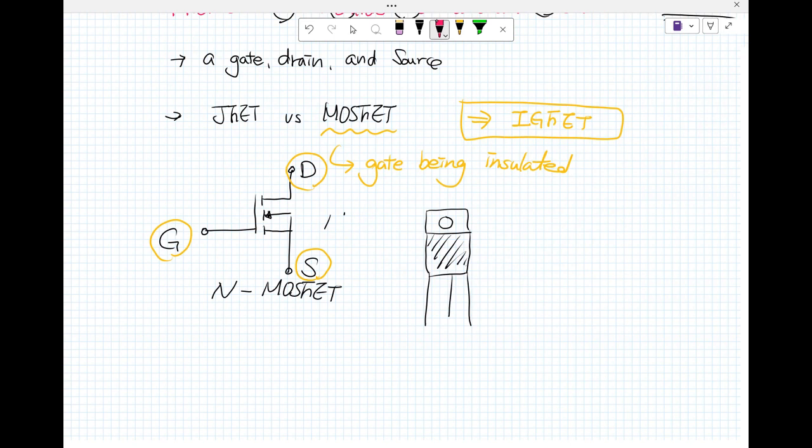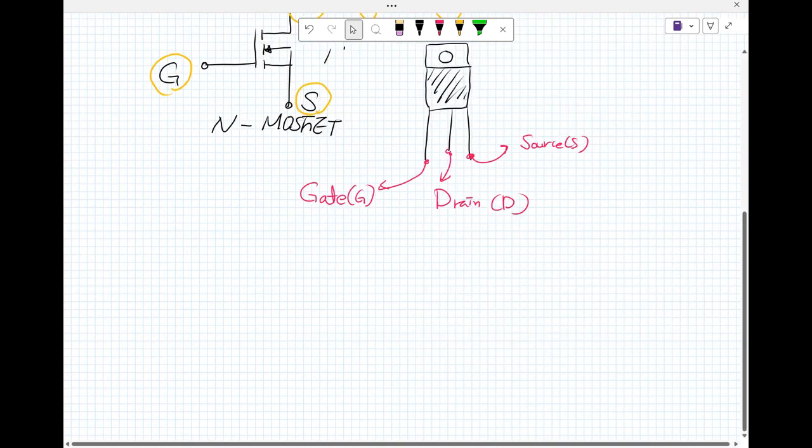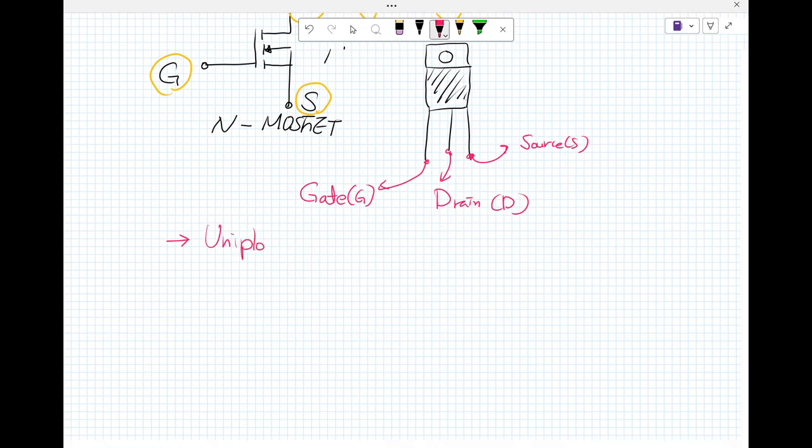So that was the right side, source S. That was the drain, D. The gate, G. Also, that was unipolar. It means that it is a really faster switching system.